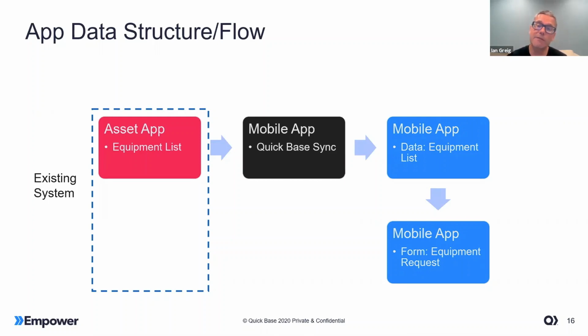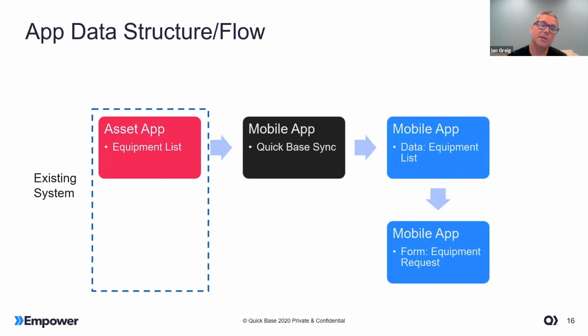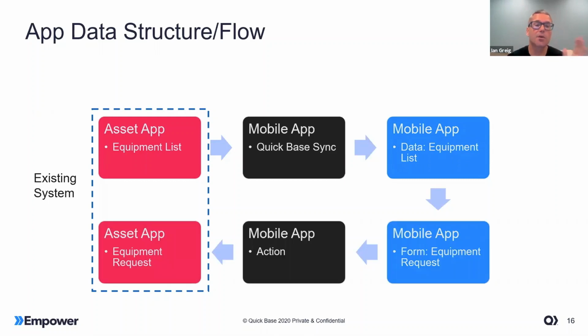When you complete that form, an action occurs on the QuickBase app, and that action then sends the equipment request back into the asset app to an existing table we already had, and that then connects back to the equipment list. So that's kind of the data structure.